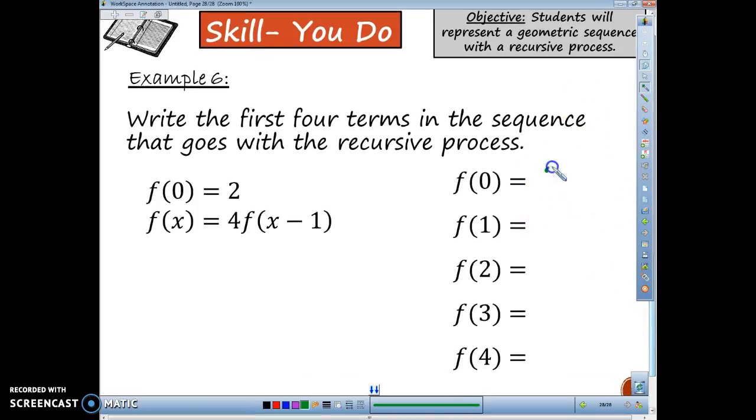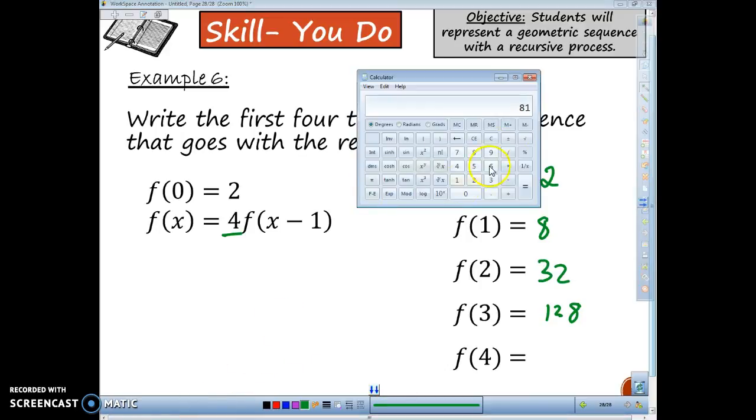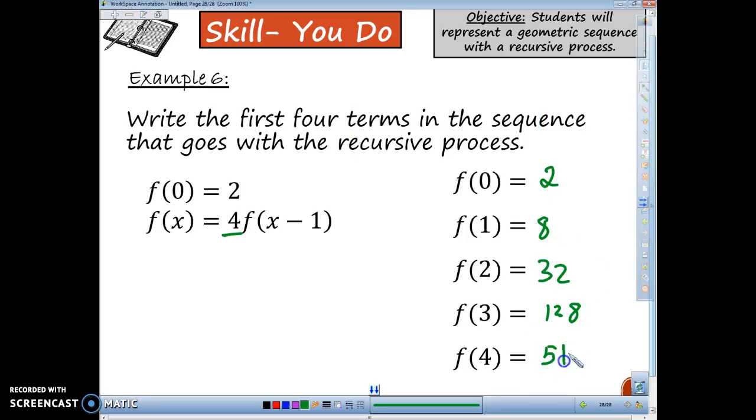Okay, so hopefully you have tried this example. f of 0 is 2, and I have 4 as my r value. So 2 times 4, well, that is 8. 8 times 4, well, that is 32. 32 times 4, well, 4 times 2 is 8, and 4 times 30 is 120, so 128. And then 128 times 4, again, I don't have that one ready, and I should know this, but 4 times 128 gives us 512.